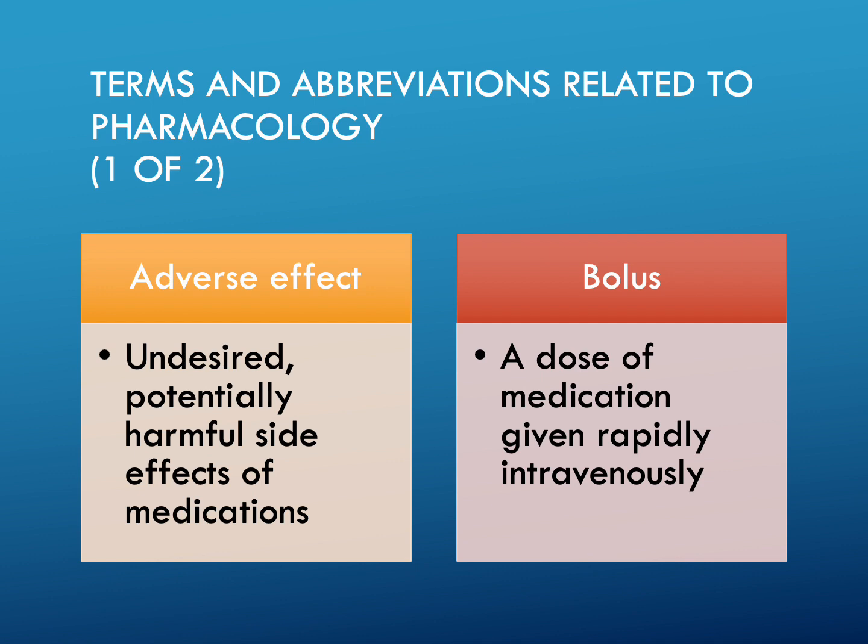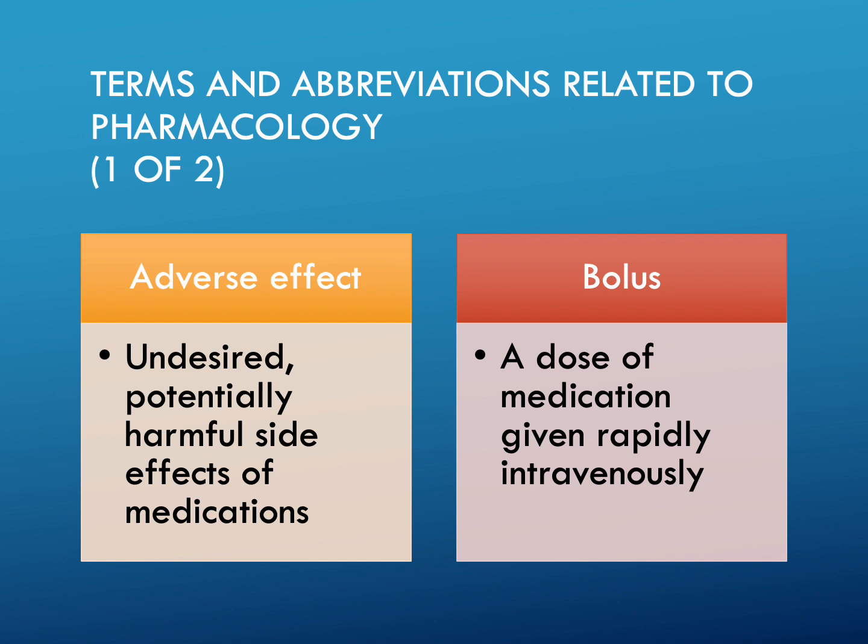The first is adverse effect. An adverse effect is an undesired or potentially harmful side effect of a medication. For example, an adverse side effect of heparin is heavy bleeding or oozing from cuts or wounds. Remember, heparin is an anticoagulant. It thins the blood.